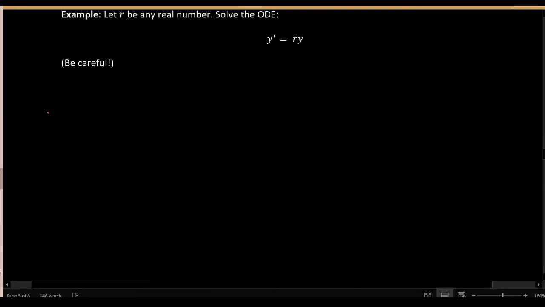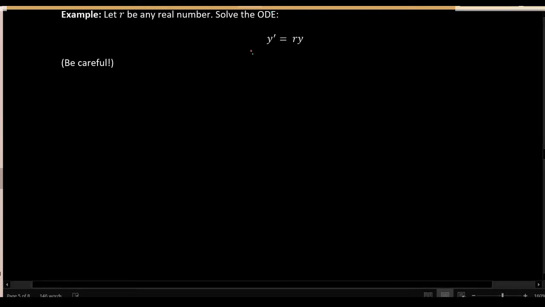So that's the general process for solving a separable ODE. Get all the y's over to the left and get all the x's on the right. Integrate both sides, solve for y. You do have to be a little bit careful when you are moving the y's to the left side.